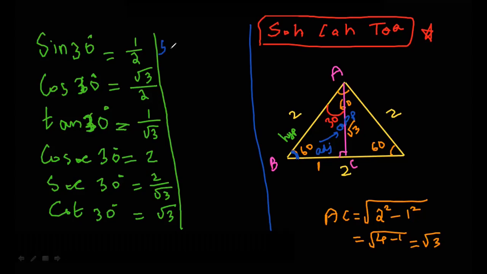Now, what is sine 60? Sine 60 degree equals opposite side by hypotenuse. With respect to 60, the opposite side is root 3, so root 3 by hypotenuse, which is 2. Then cos 60 degree equals adjacent by hypotenuse. The adjacent of 60 is 1 and the hypotenuse is the same, 2.